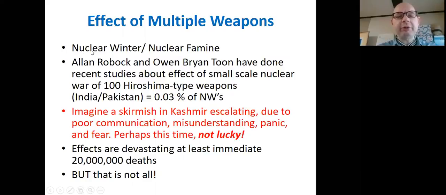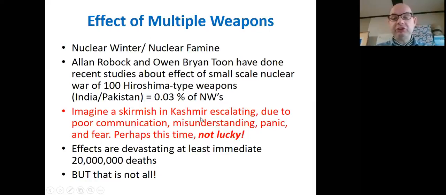Now people tend to talk about a nuclear winter, a nuclear famine, because of the famine that would result from this. Recent research is done by Alan Robock and Owen Brian Toon. They looked at the effect of a small-scale nuclear war between India and Pakistan. This is where they modeled 100 Hiroshima-type weapons, which is a very small portion of the number of nuclear weapons that actually exist.